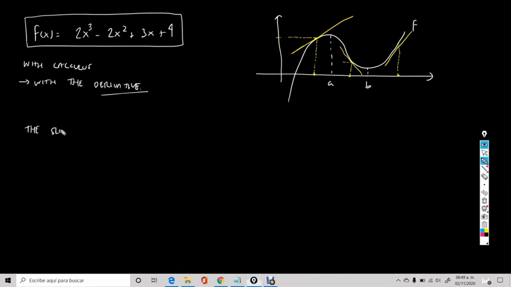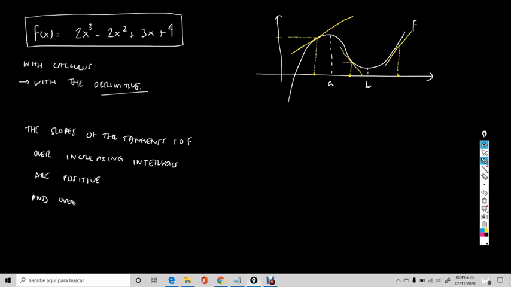The slopes of the tangents to f over increasing intervals are positive, and over decreasing intervals are negative. So we know about that.